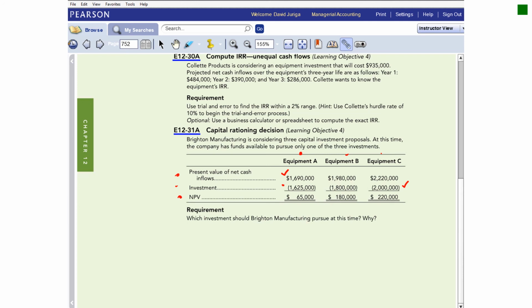But again, the question is which investment should they pursue at this time? And again, I'm going to walk you through the exact numbers, but what we're going to be doing is taking this present value of cash inflows, dividing by the initial investment, again, to get a relative number. It's called the profitability index.